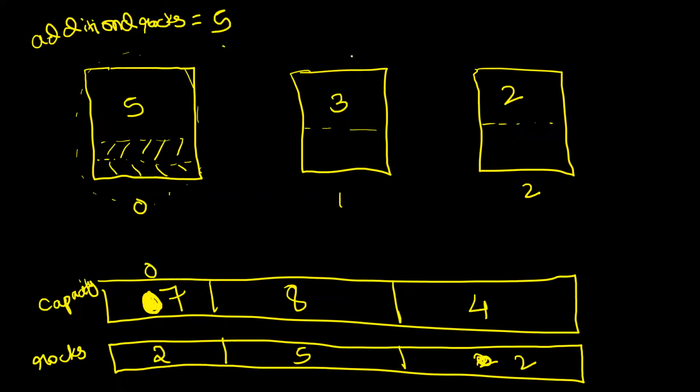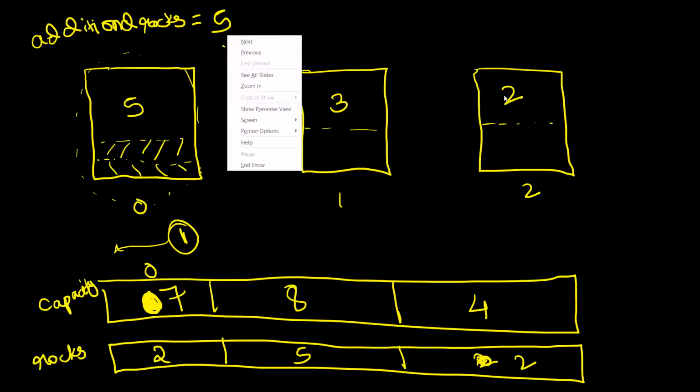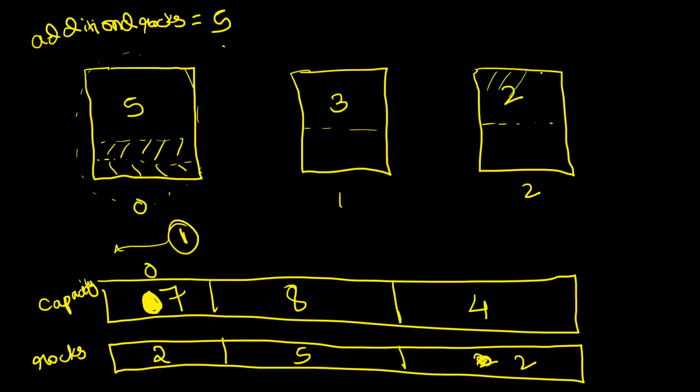If I do that, how many bags will become full? 1 bag will become full to the capacity. Bag number 0 will become full, and you will say, boss, 1 bag has become full. But is it the maximum number of bags that are getting full? No. Because I can take these 5 rocks, put 2 rocks here, and put the remaining 3 rocks here. If I put the rocks like this, then 2 bags will be filled up to the capacity.